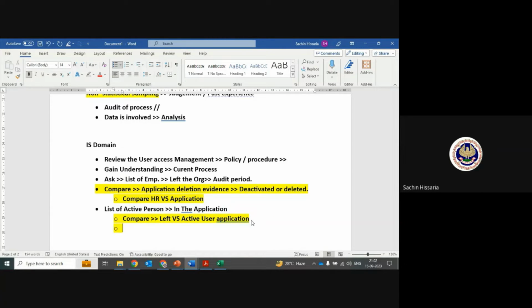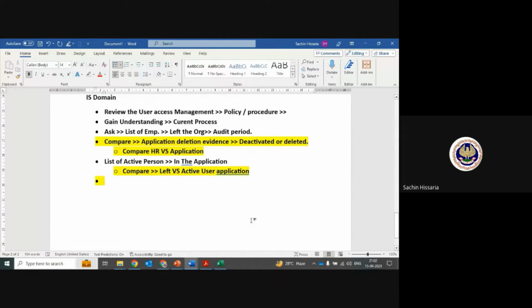After comparing those data, suppose the interviewer asks, so you have answered this question like this: as an auditor, first I will review the user access management policy procedure. After reviewing the policy, I will ask for the list of employees who left the organization from HR. I will compare it with the active employee list or with the deactivated user list.